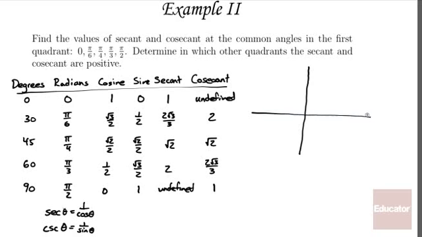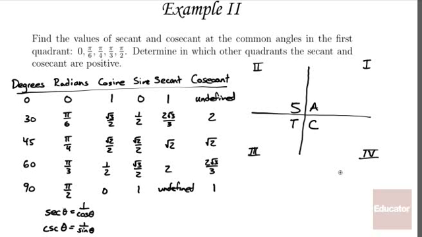Well, let's go back and remember our little mnemonic here. All students take calculus. That's in quadrant 1, quadrant 2, quadrant 3, and quadrant 4. So that tells us which of the common functions are positive in which quadrant. In the first quadrant, they're all positive.